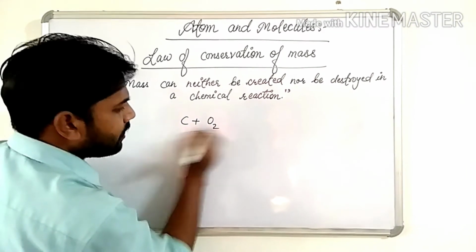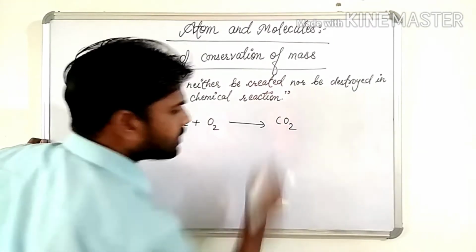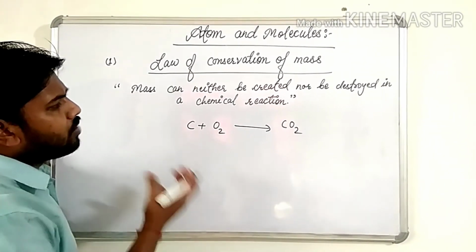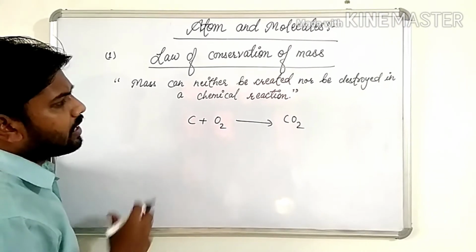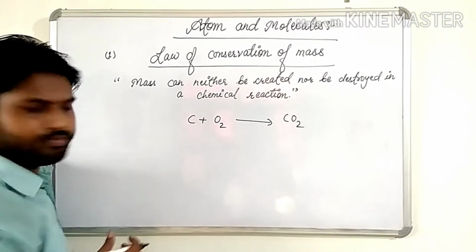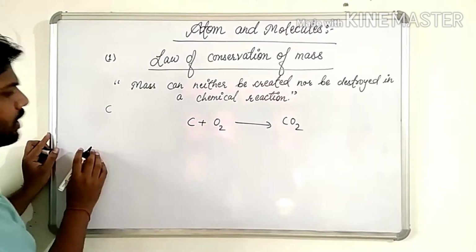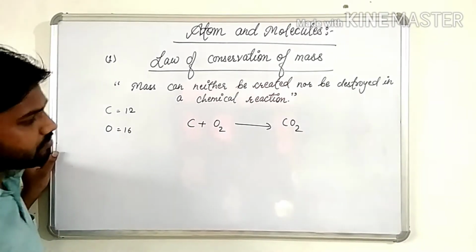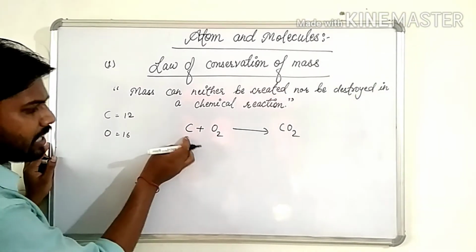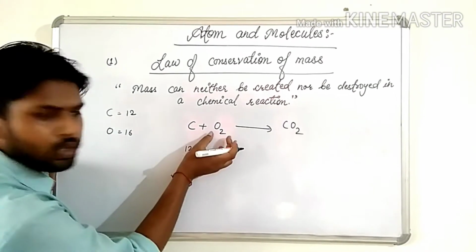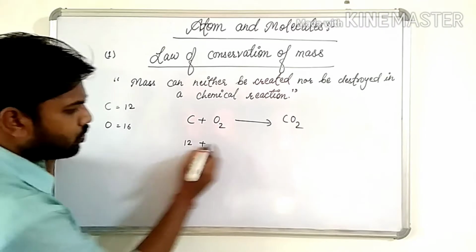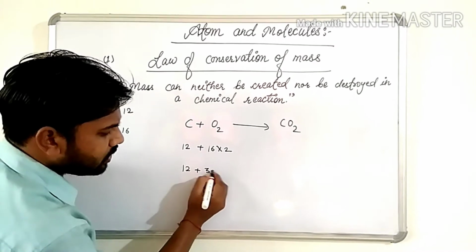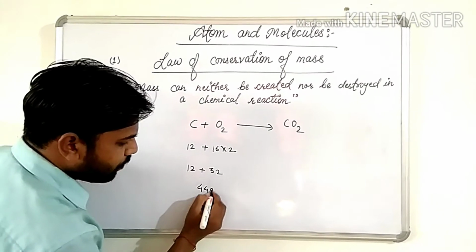When carbon burns in air, it gives carbon dioxide. Now we will check how mass can neither be created nor destroyed. The atomic mass of carbon is 12 and oxygen is 16. Now there is carbon 12 plus 2 atoms of oxygen, children. So 16 into 2 is 32, and 12 plus 32 means it gives 44 gram.